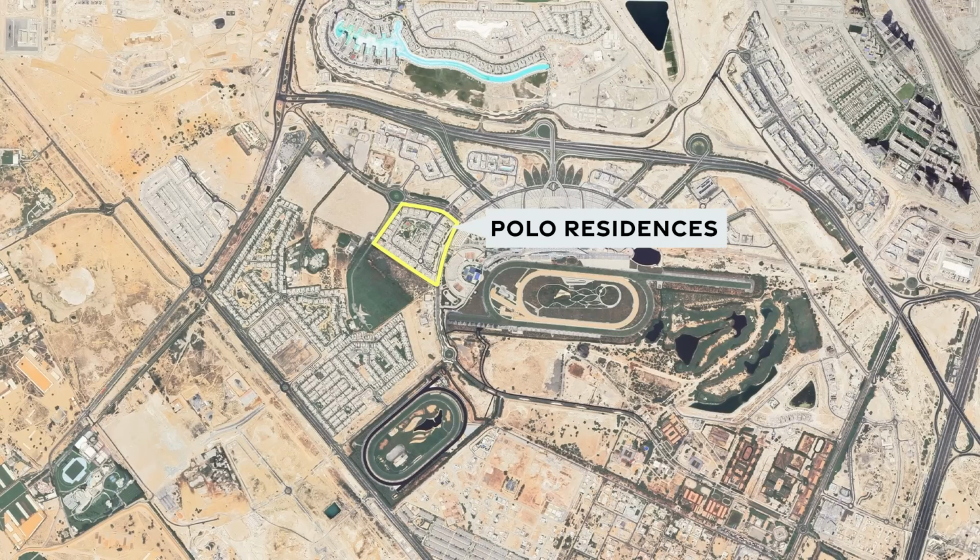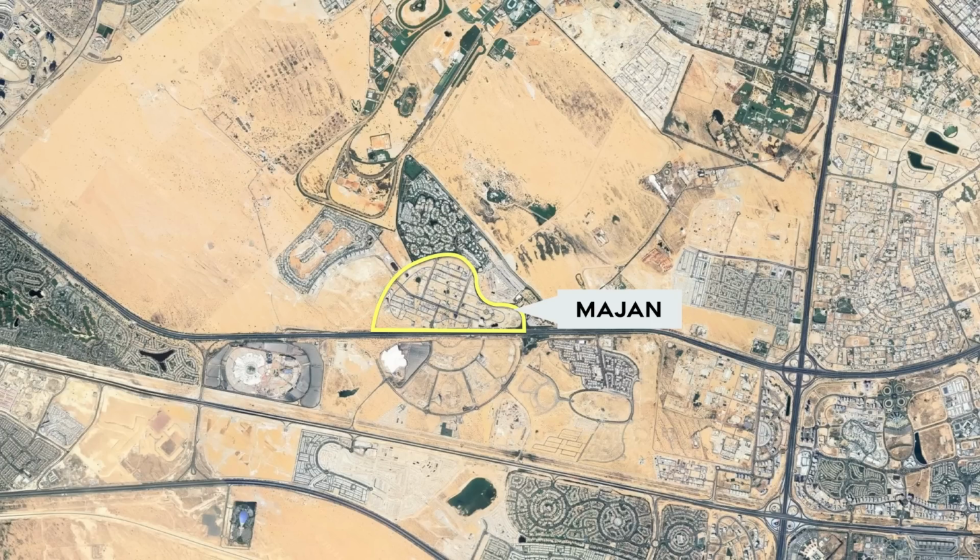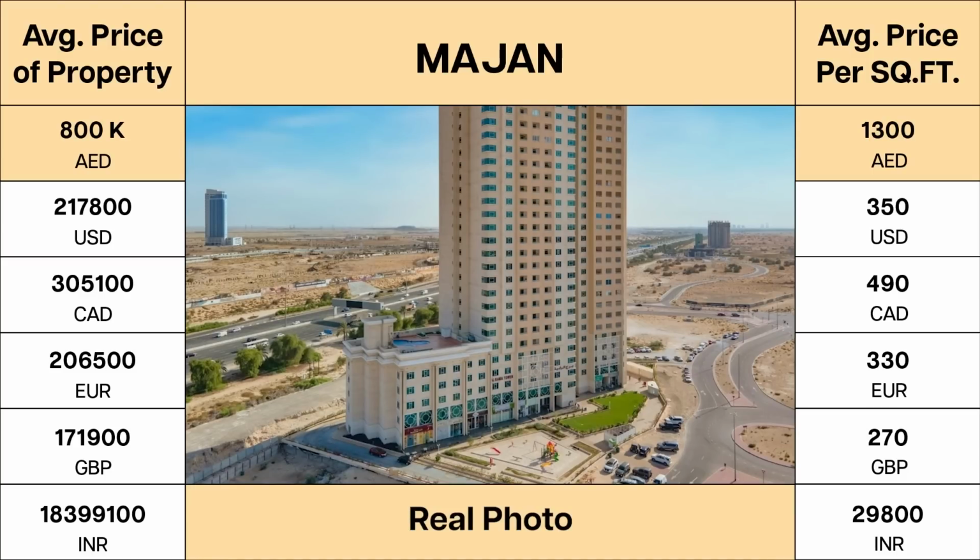Polo Residences is one of the small green communities within the Maidan area. It is at an average price per square foot of 1300 and an average price of 2 million dirhams. Majan is an area next to Al Barari on E311. It is an affordable area with an average price per square foot at 1300.